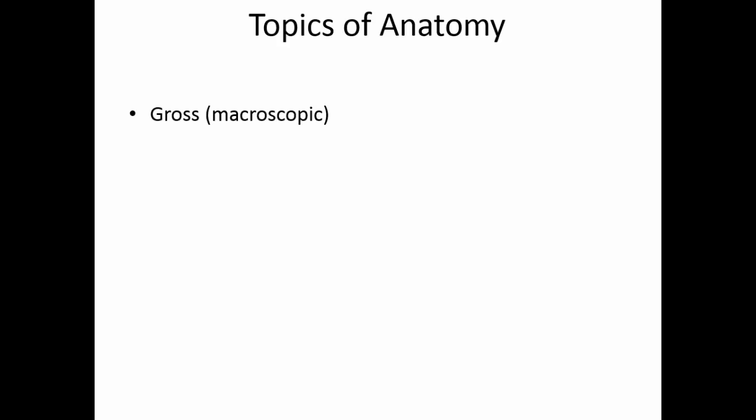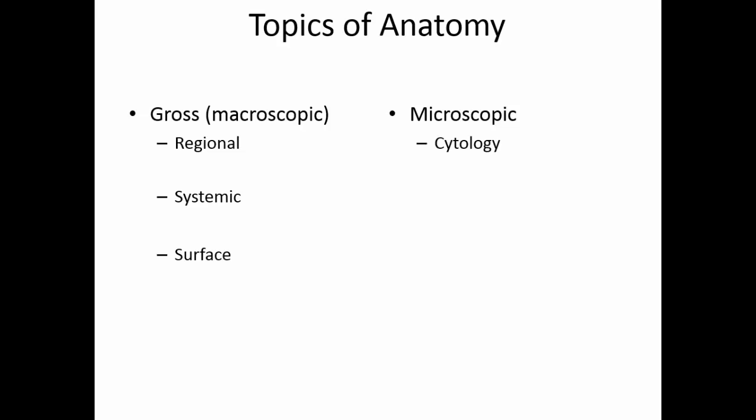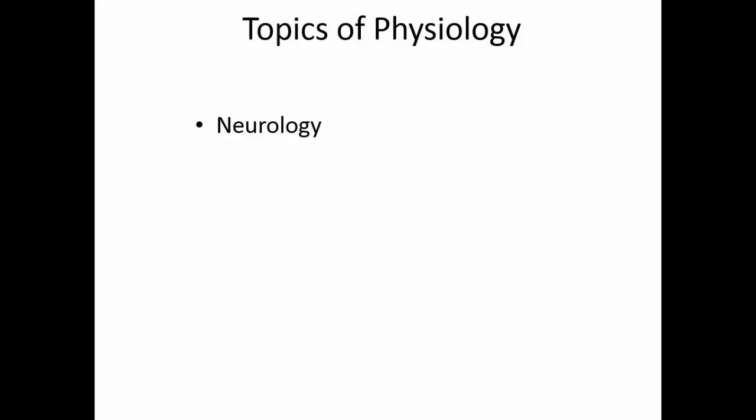Now, there are several different topics of anatomy. We have gross anatomy. This is the macroscopic anatomy, where we may look at a particular region of the body. We may look at a particular system of the body, or we may just look at surfaces on the body. Then we have microscopic anatomy. We can either look just at the cells, that's cytology, or we can look at the tissues, that's histology. And developmental anatomy is when we look at embryology, how the individual develops. In physiology, there's neurophysiology, there's cardiovascular physiology, there's renal physiology, there's pulmonary physiology, just to name a few.